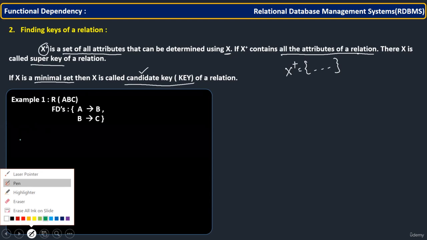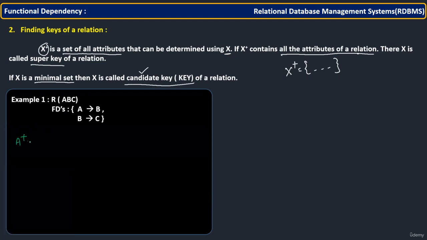For that, I am going to take A first, A closure. What is A closure? A individually you can write down, and then A is deriving B, add B here. Because B is there in the set already, B deriving C, add that. Observe that if you find the closure, it contains all attributes. Yes, A closure contains all attributes in the relation, so you can take A as a candidate key.